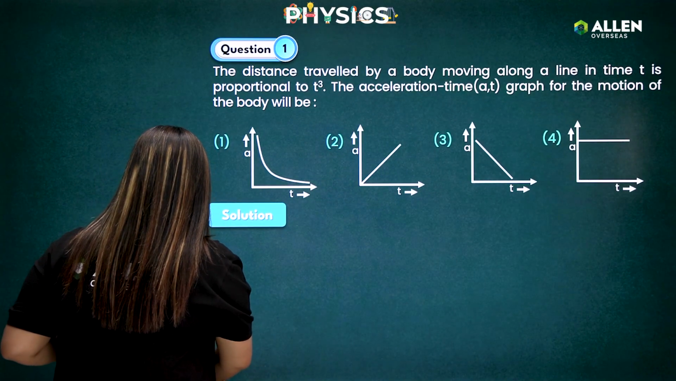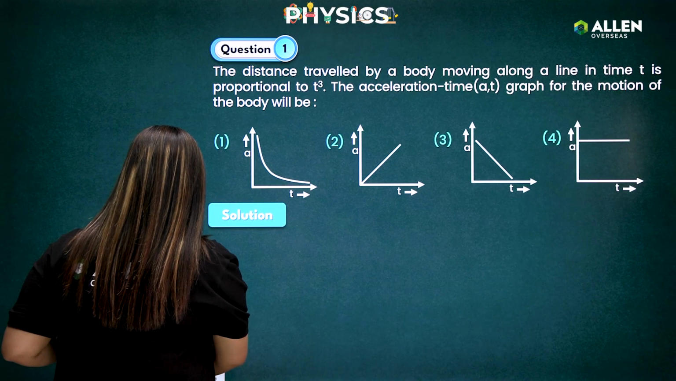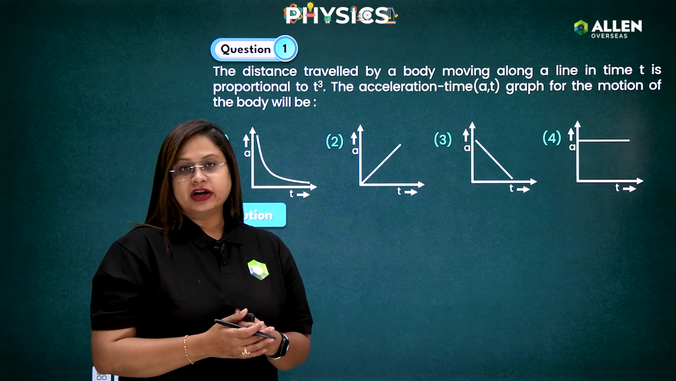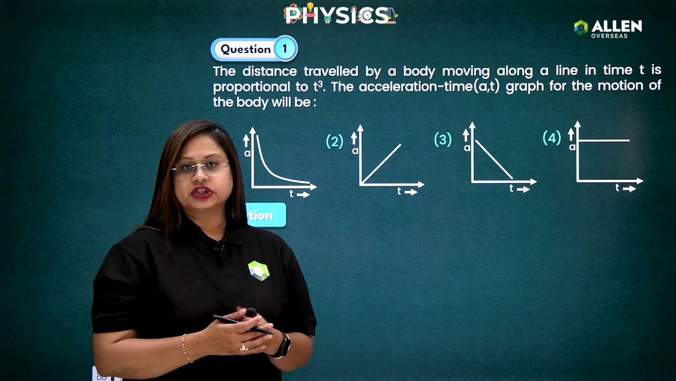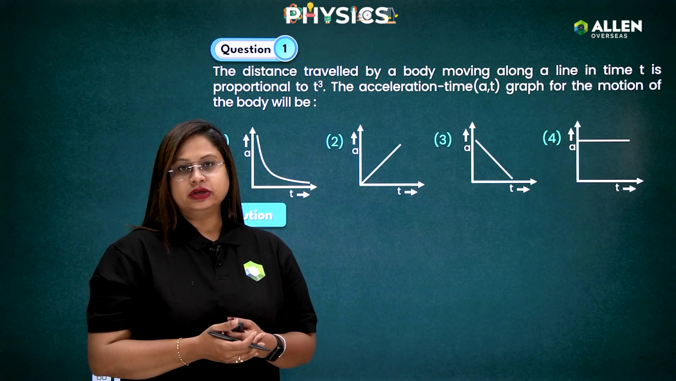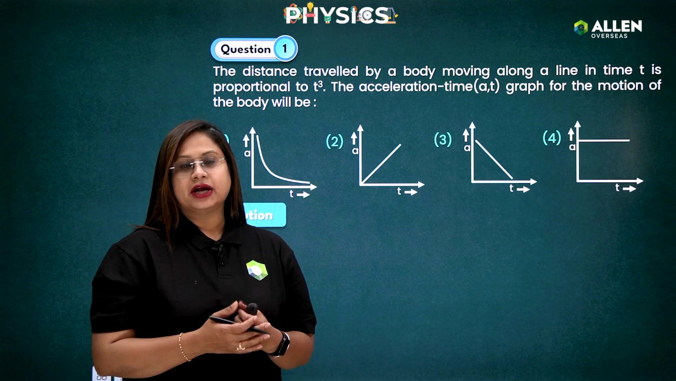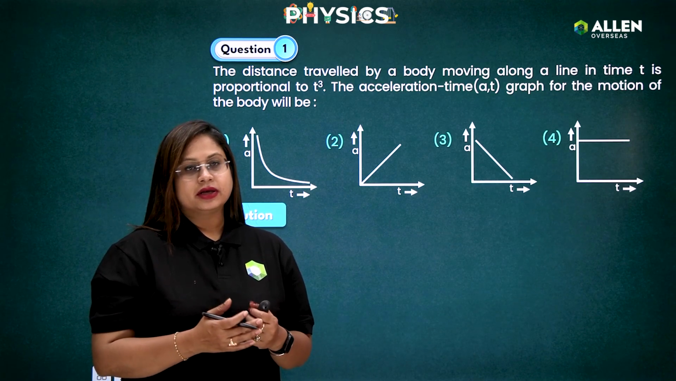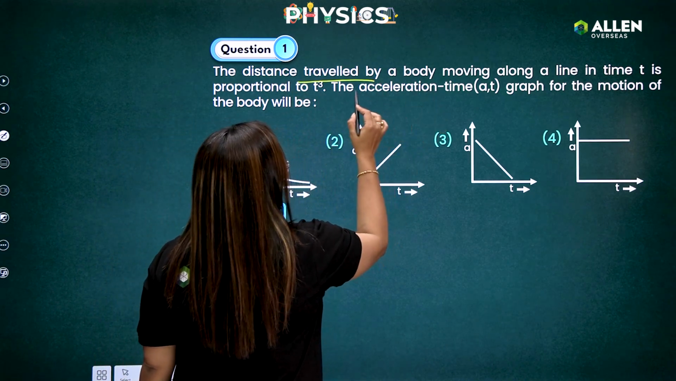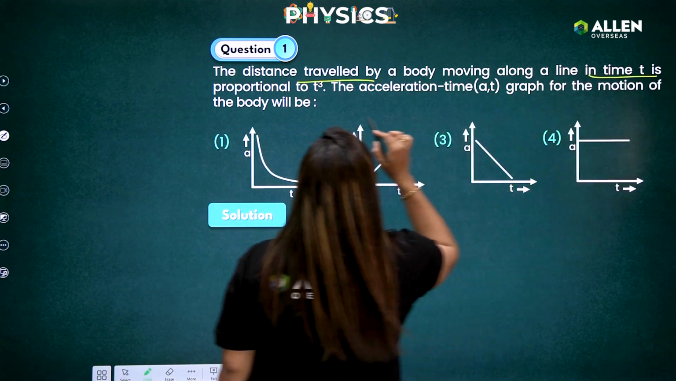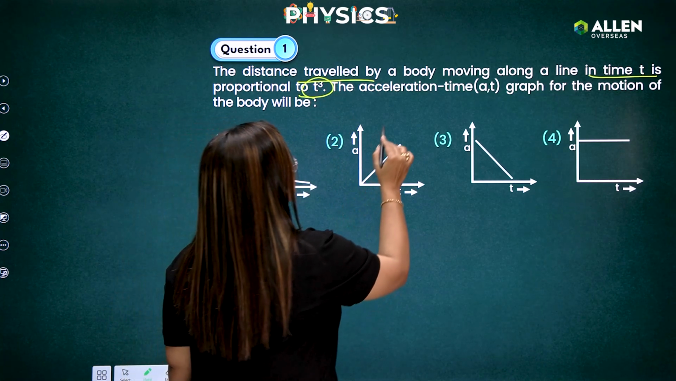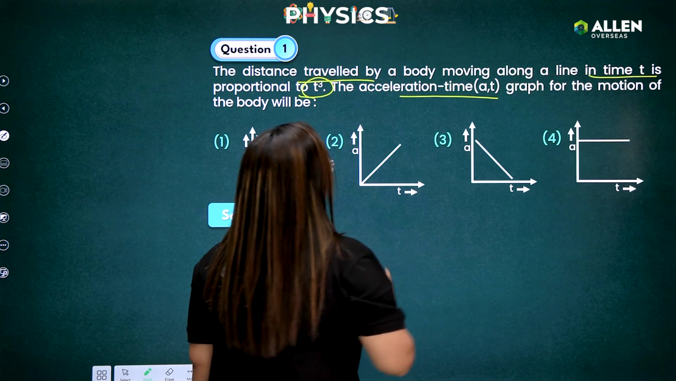So this question is based on graphical representation of motion in a straight line or in any kind of motion. So in this question, it has been given that the distance traveled by a body moving along a straight line in time t is proportional to t to the power 3. The acceleration time graph for the motion of the body will be what?